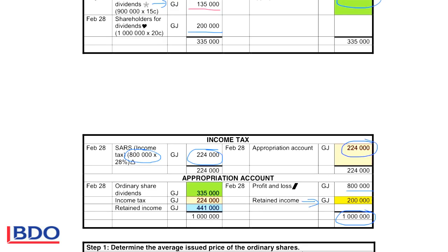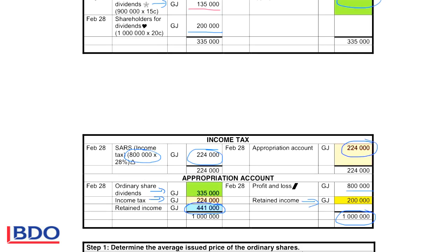And I will go and debit the appropriation account with the ordinary share dividends and the income tax. If I work out the balancing figure now, I see that although we had R1 million that could be used, they spent 335,000 on ordinary share dividends, 224,000 on income tax, and they kept back in the business 441,000.